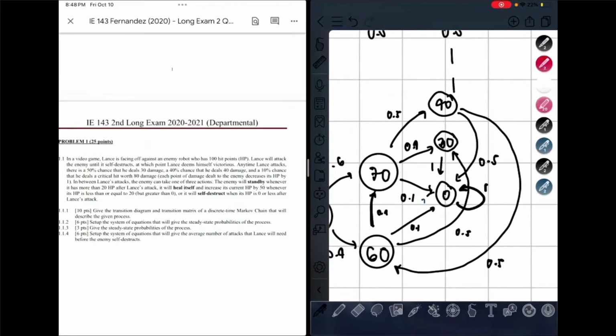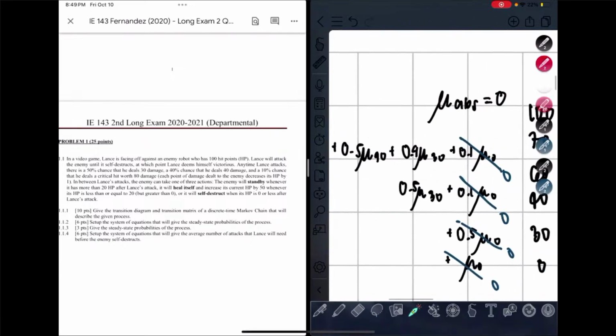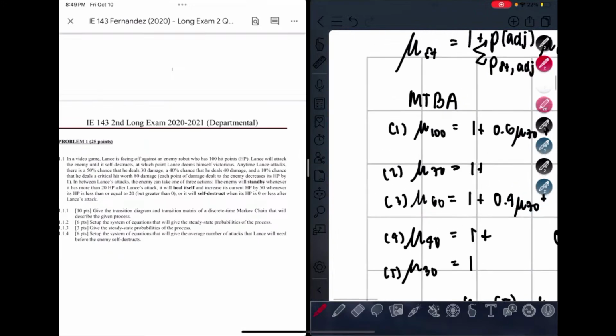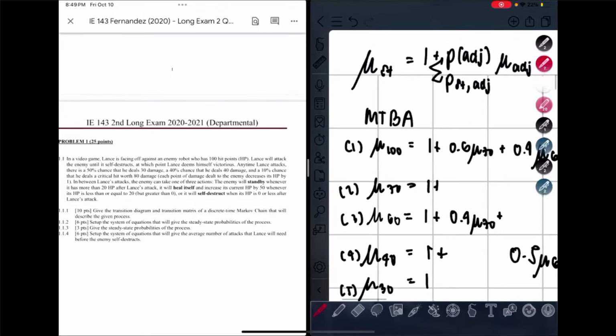Mu30, from state 30, you can only go to state 0. So what this looks like is mu30 equals 1 plus, technically my 1 dito, 1 times mu0 is 100% chance. Again, that's just 0 because the mean amount of time to get from state 0 to itself is 0. I think I've said that like 3 times. So yan. So now we have 5 equations and 5 unknowns.